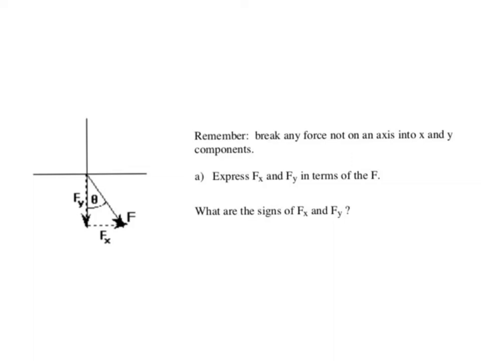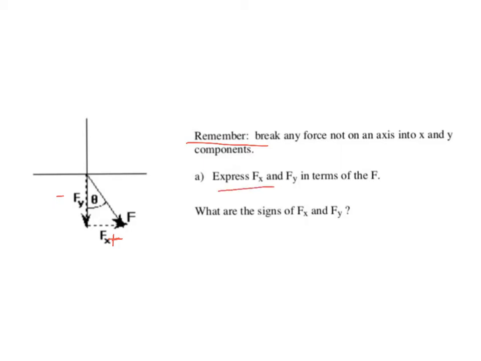All right, remember, you're going to have to break vectors down into their components. So you better know how to do that, like we've been doing that for a while. What are the signs of Fx and Fy? Fx is going to be positive. Fy is going to be what? Negative, because it's down. X is to the right, though, so that's positive.